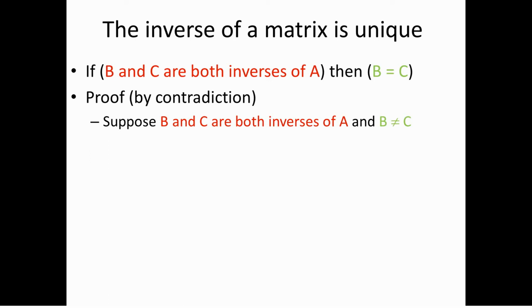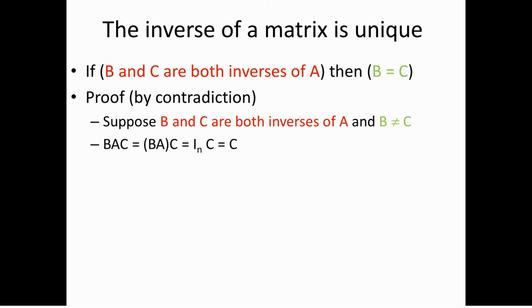So we're going to suppose the if part, B and C are both inverses of A, and we're going to negate the then part, or what's sometimes called the consequent. And so we're going to suppose that B is not equal to C. And let's show that leads to a contradiction.